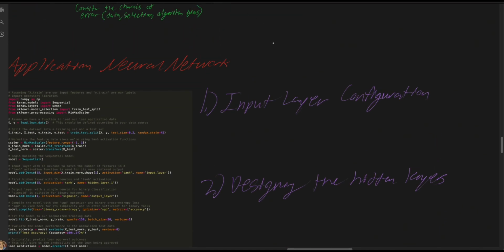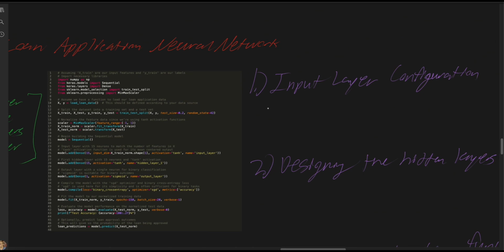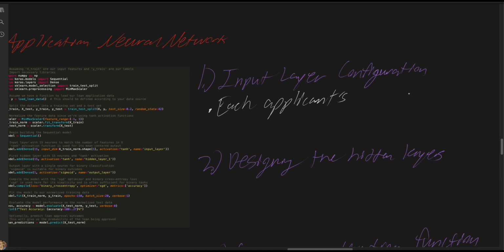So the first part for the features. So just like in our spam detector problem, we initialize the input layer and each applicant's data point becomes a neuron's input. We consider the features here.